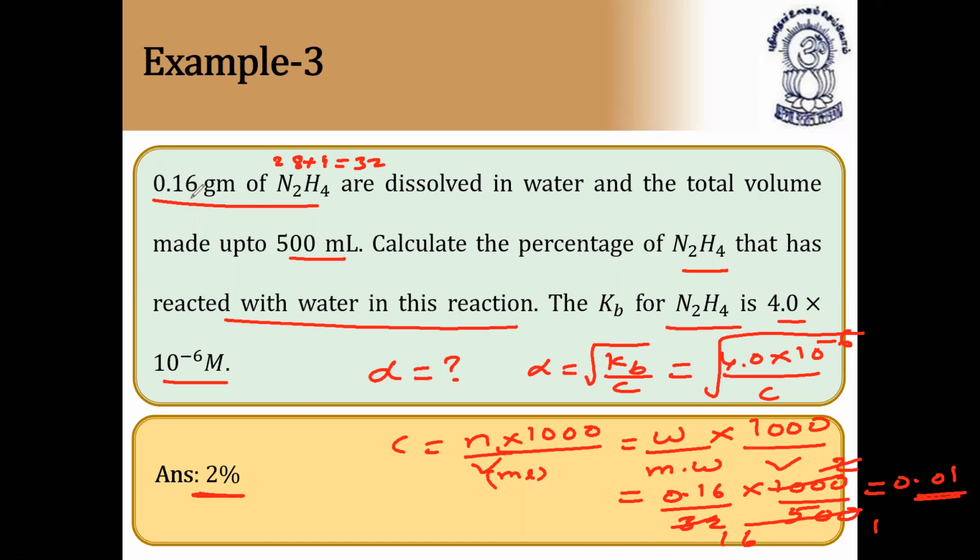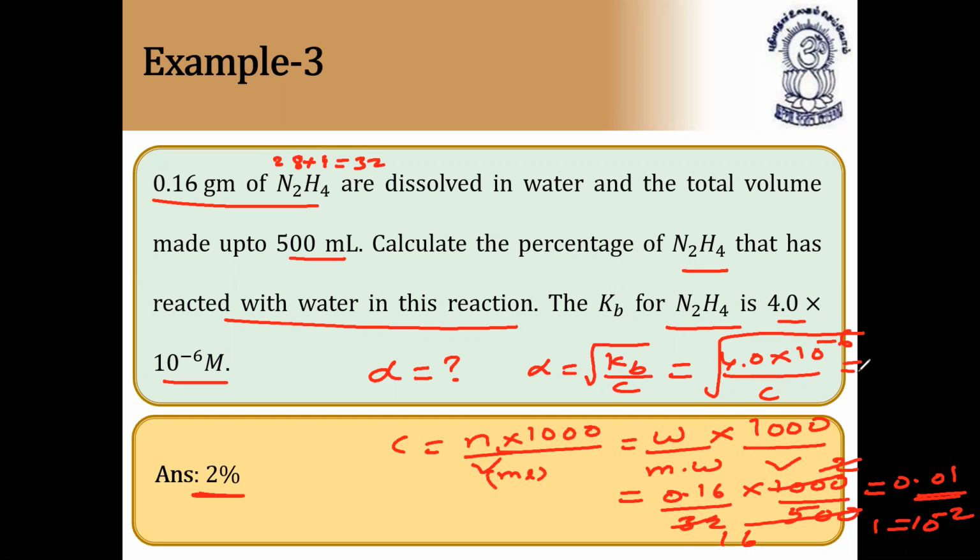So in this question, what are they given? They are given weight and volume. From weight and volume, you can find molarity, that is concentration. Concentration is equal to number of moles of solute by volume of solution in liters. If it is in ml, we multiply with 1000. Number of moles is calculated using weight by molecular weight. Weight is given 0.16 grams and molecular weight is 32. So 0.16 by 32 into 1000 by 500, which is 0.01, or 10 to the power of minus 2.